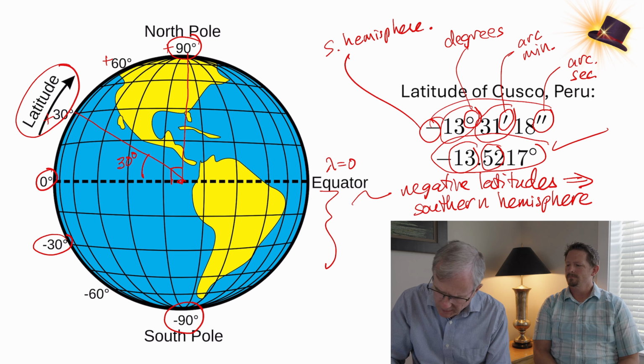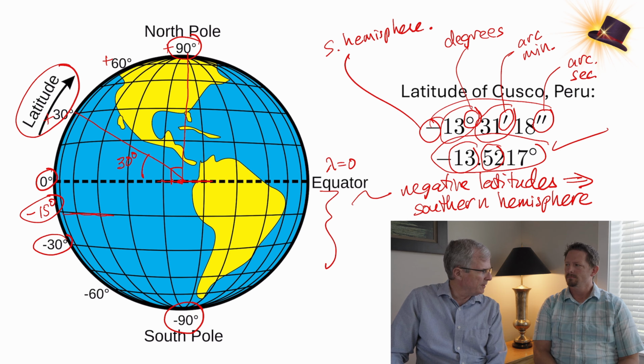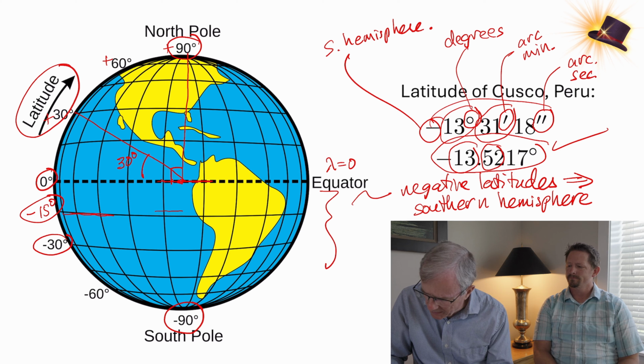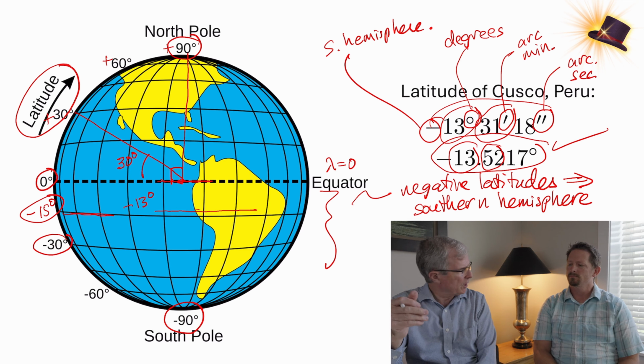And then how far is it down? Well, this latitude line is negative 15 degrees. This one right here. Here's 0 at the equator. And so we're talking about pretty close to the negative 15 line. So we're maybe right about here or so. That's a negative 13 degree latitude line. So Cusco, Peru is going to be somewhere along that line. And to figure out where along that line, we need the longitude.